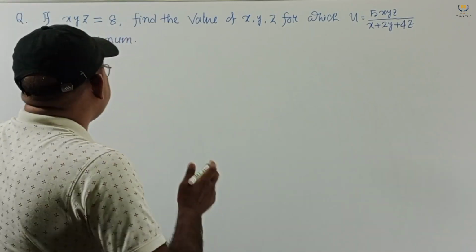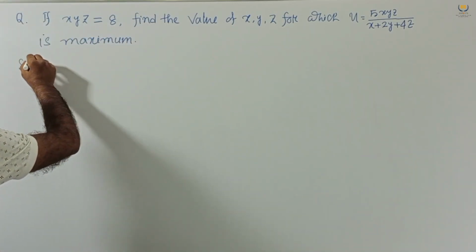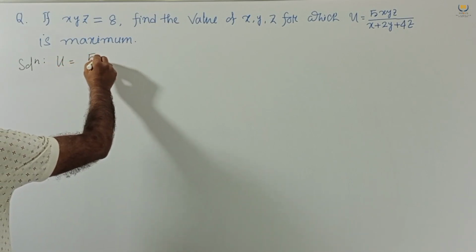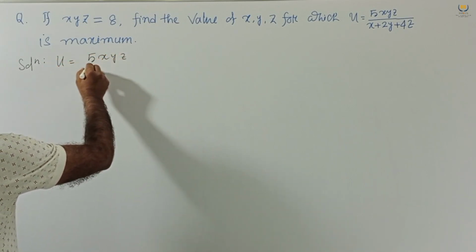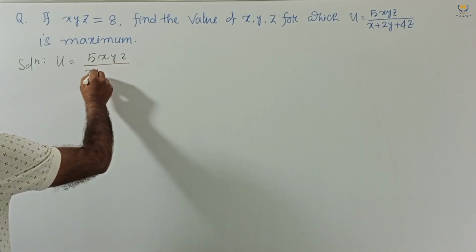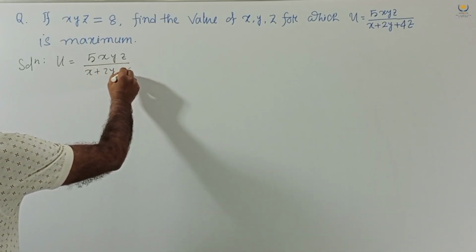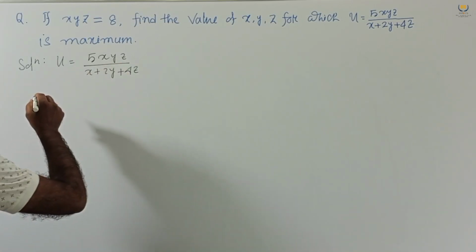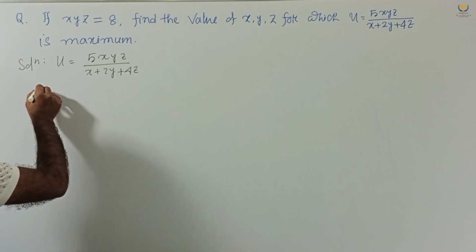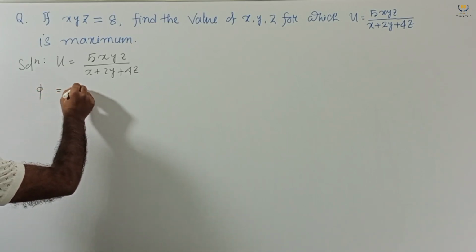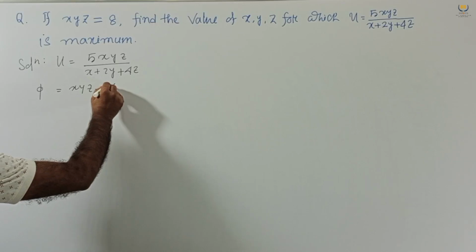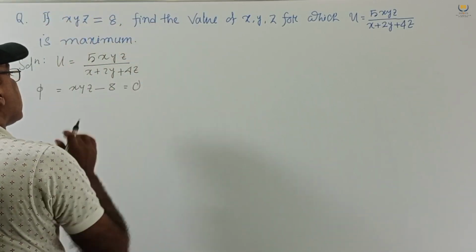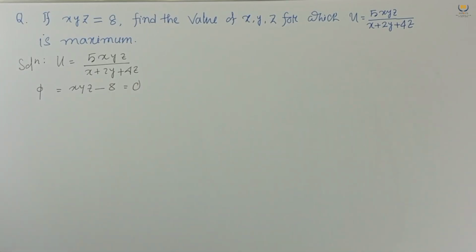So first we consider u. Solution: u equals, given, 5xyz by x plus twice y plus 4z. This is our u. And we consider phi equals xyz minus 8, equal to 0, taking 8 to the left hand side. So we get this is u, this is phi.